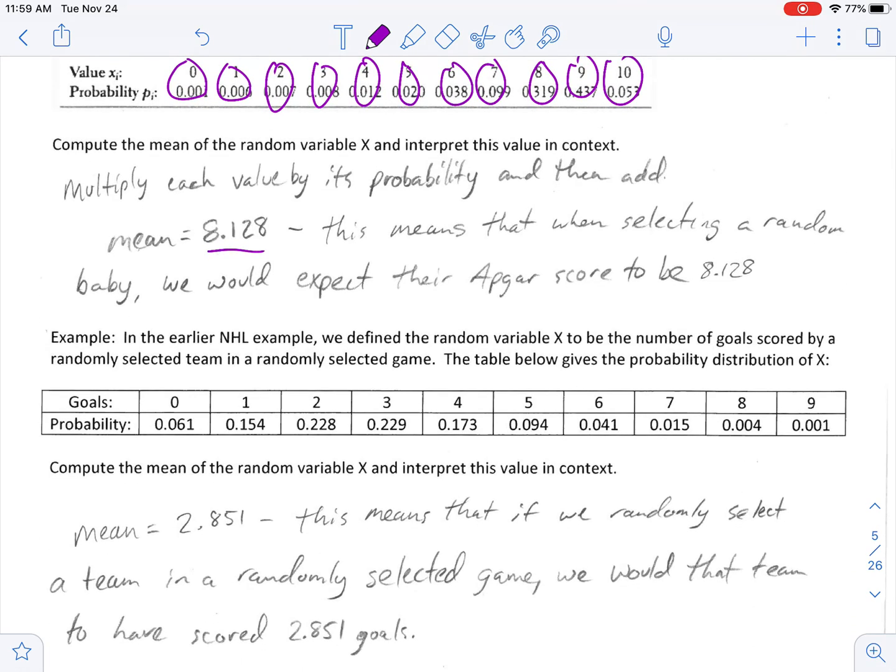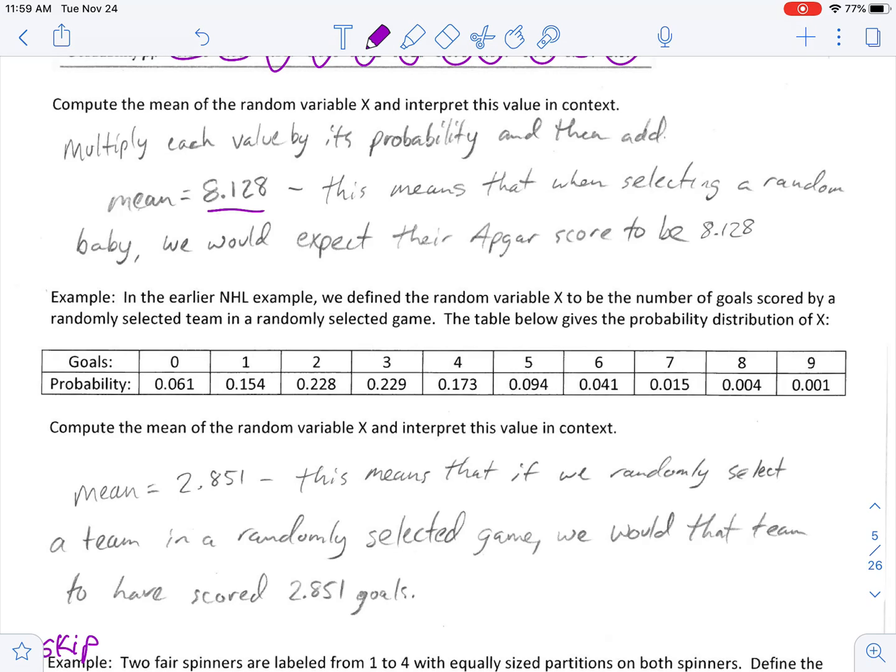All right. If you want to try this one, you can try this one. Again, you're just going to multiply, add them together, and then talk about what this means. So the mean, we get 2.851, means that if we randomly select a team in a randomly selected game, remember the question that this was about, this is the hockey games, okay? We would expect that team to have scored 2.815 goals in that game.